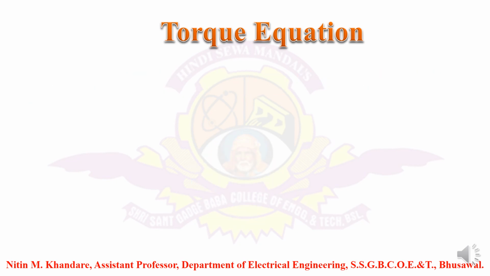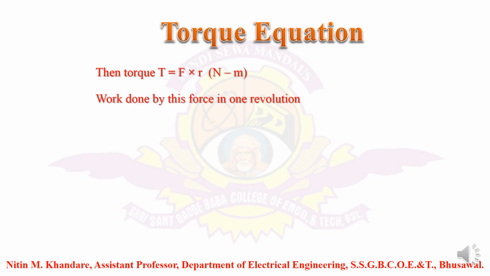Now as per the definition, the torque is nothing but the product of force and the radius. We know that the unit of the force is Newton and the unit of the radius is meter. That's why the unit of torque is the Newton meter. Now the work done by the force in one revolution is force into distance. Here the force is F Newton and the distance is the circumference of the pulley rim. That's why it becomes F into 2 pi r joules. So this is the work done in one revolution.